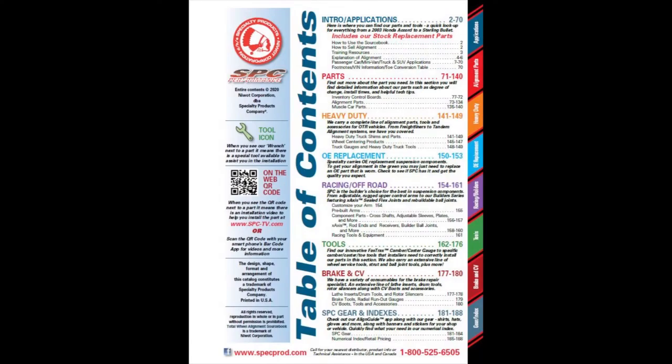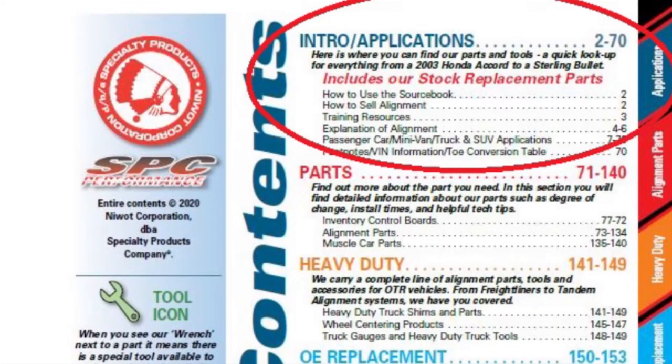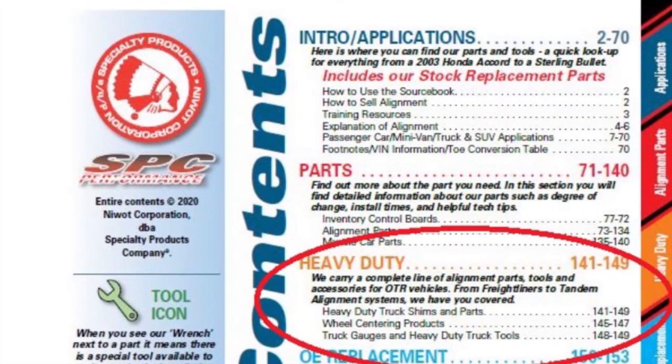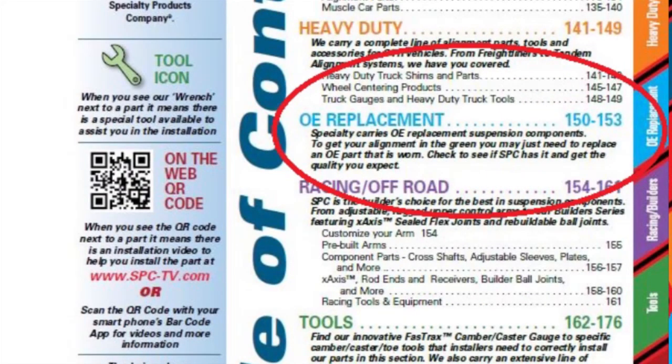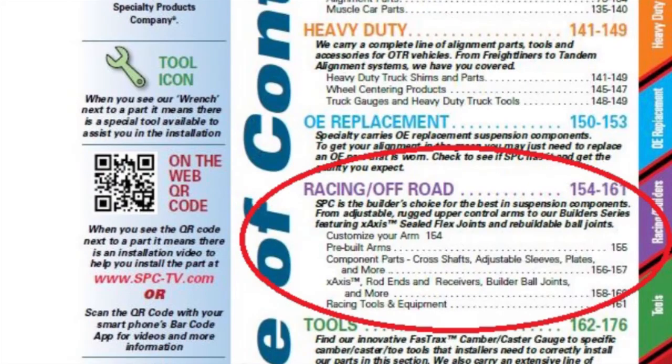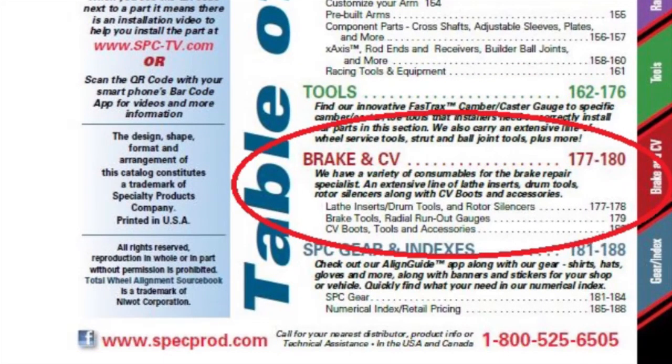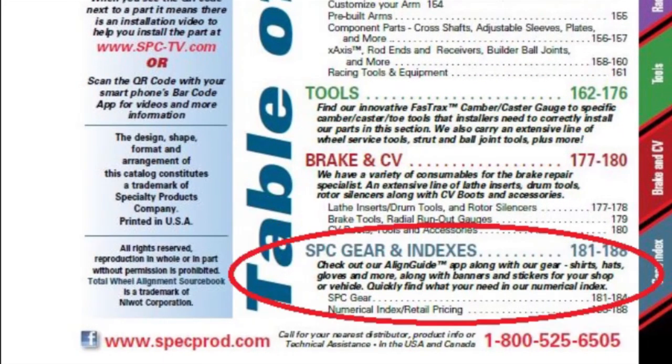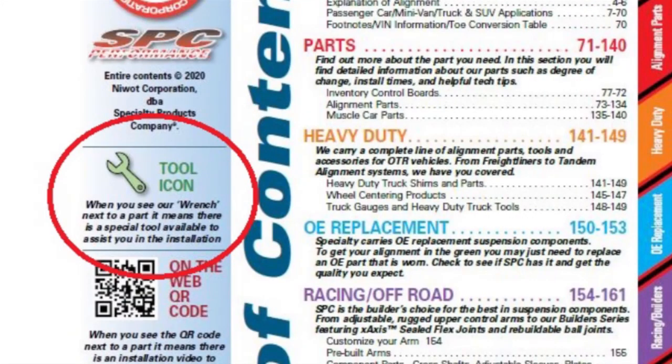On the Table of Contents page, see the color-coded tabs from Applications, Alignment Parts, Heavy Duty, OE Replacement, Racing and Builders, Tools, Brakes and CV, and a general index. When you see the green tool icon next to a part in the Sourcebook, it means there's a special tool available to assist you in the installation of that part.